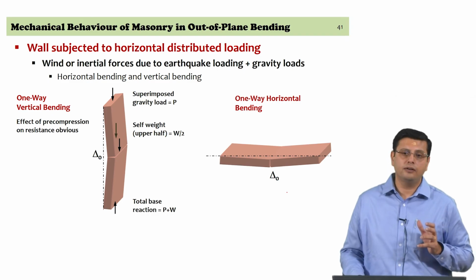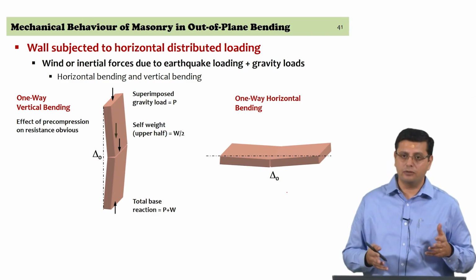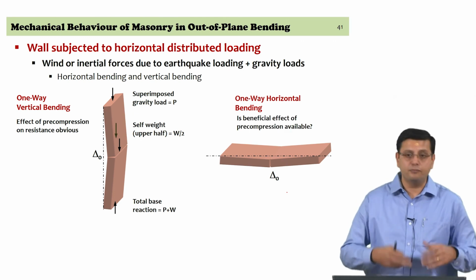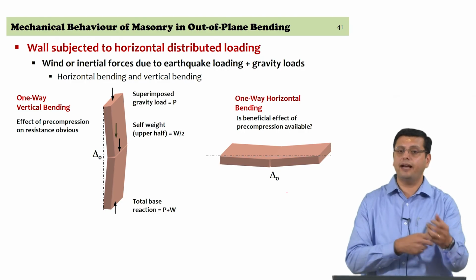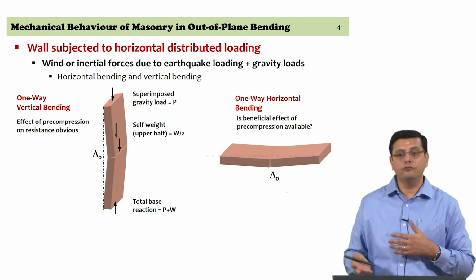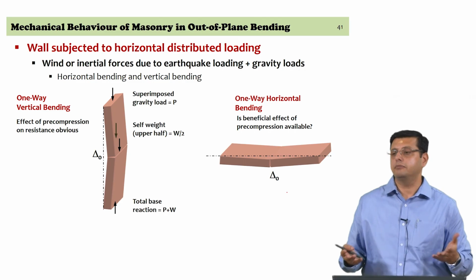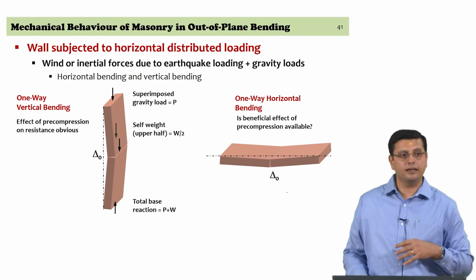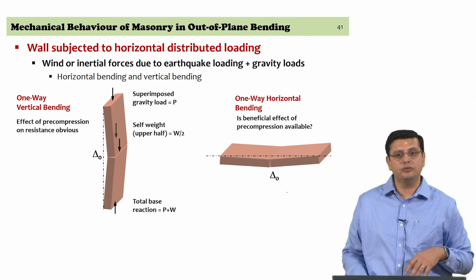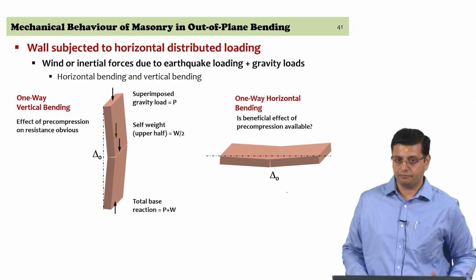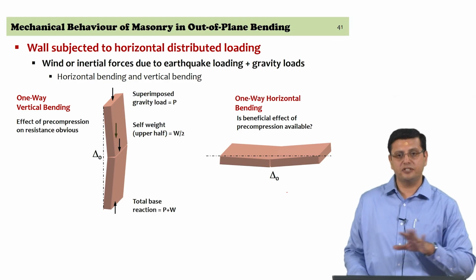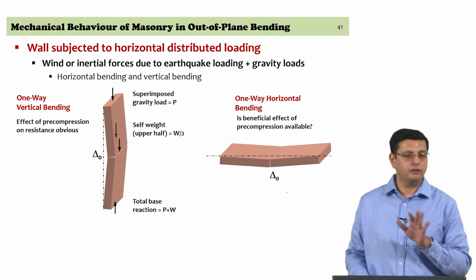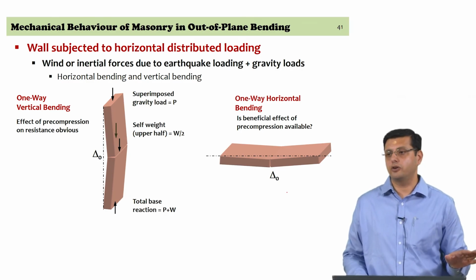What about a horizontal bending situation? In one way horizontal bending, can there be a beneficial effect of precompression? If precompression is there, it will definitely have a beneficial effect, but would you get the beneficial effect of precompression at all in horizontal bending? So that is something that we will examine. Do you think you can encounter that sort of a situation? We know the beneficial effect of precompression is available in one way vertical bending, but what about in one way horizontal bending?